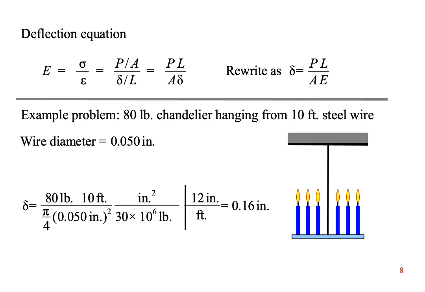We can plug in the definitions of stress and strain into the Young's modulus equation and solve for deflection. Now we have a useful equation for finding the deflection if we know the load, length, cross-sectional area, and Young's modulus. Let's look at an example. A chandelier weighing 80 pounds hangs from a steel wire, and we want to know how much the wire stretches. The cross-sectional area of a round wire is pi over 4 times the diameter squared. The wire stretches 0.16 inches.